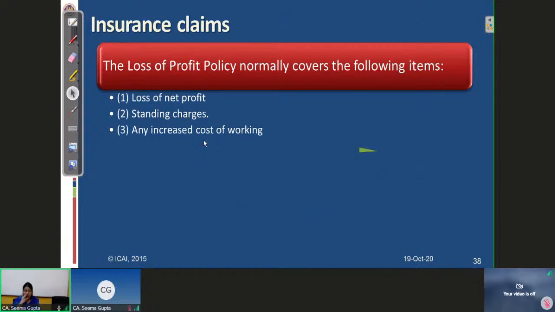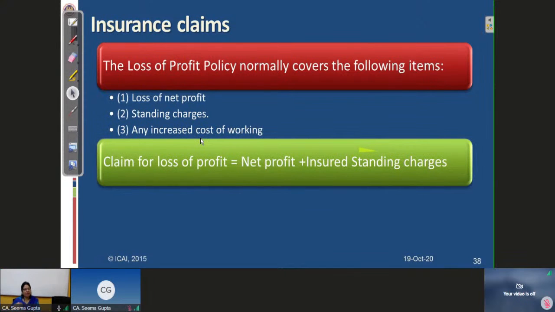Increased cost of working is that due to the fire or due to the mishap, the business has to be shifted to a new location. The charges which have increased due to the mishap, so they are the increased cost of working. Claim for loss of profit is equal to net profit plus insured standing charges.